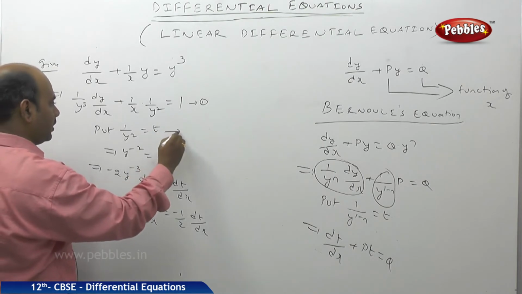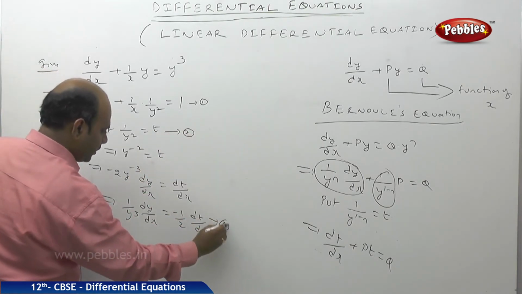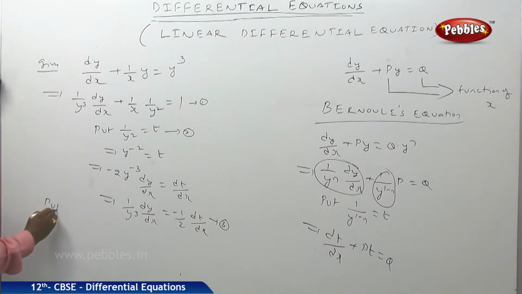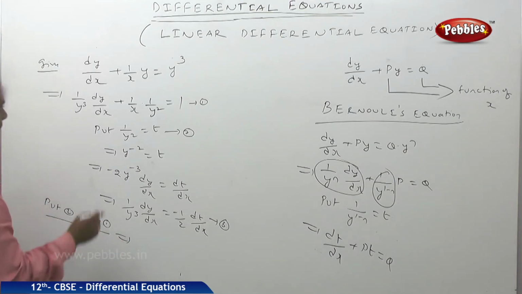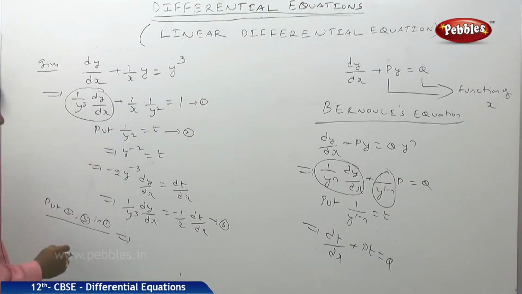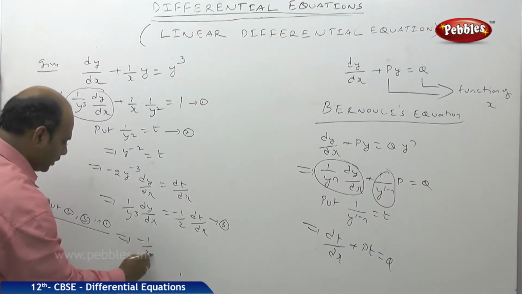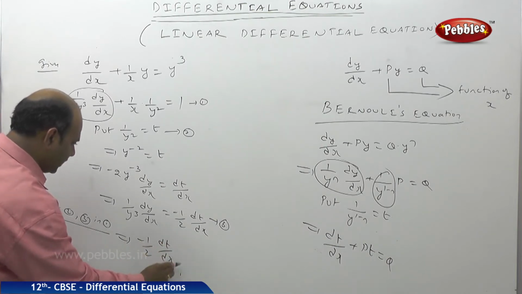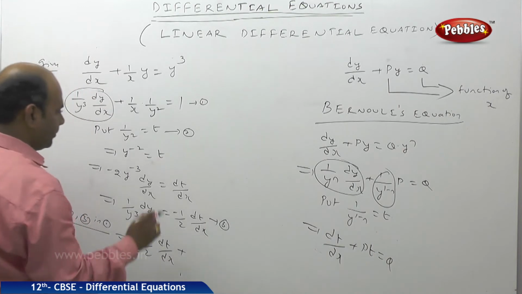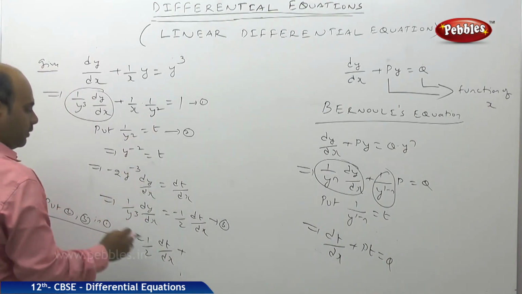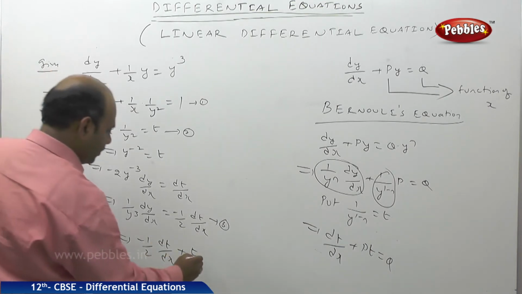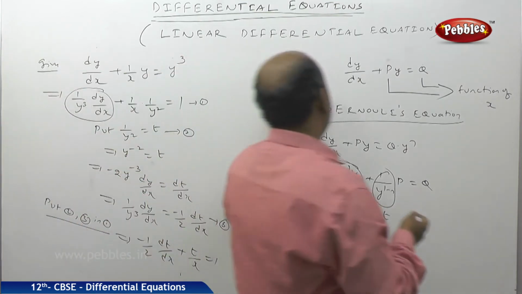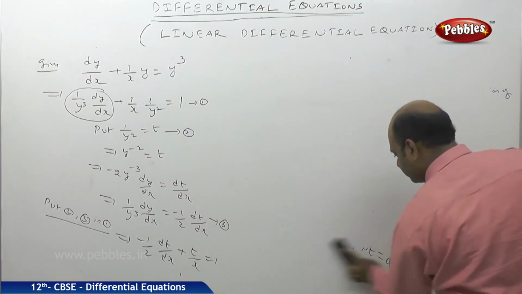So what I will be doing? I will call this as 2. I will call this as 3. So what I will be doing? Put 2 comma 3 in 1. Then what happens? In place of this whole thing I need to write minus 1 by 2 dt by dx, and plus 1 by y square. 1 by y square means y power minus 2, I need to write as t, and here t by x, because 1 by x is there, that is equal to 1.